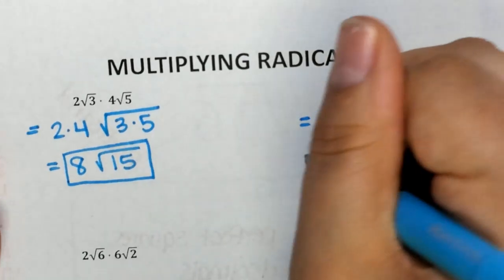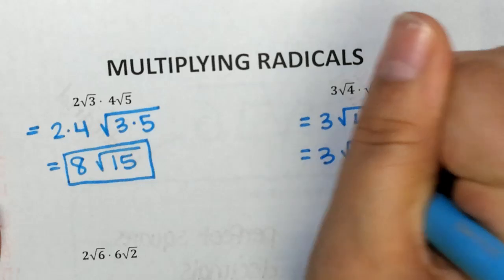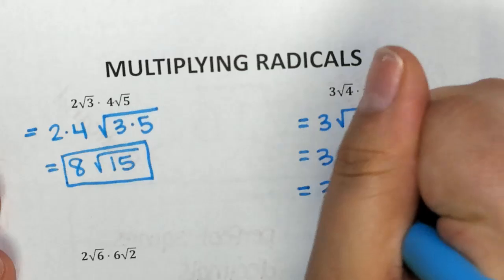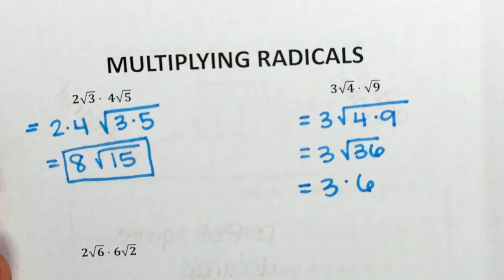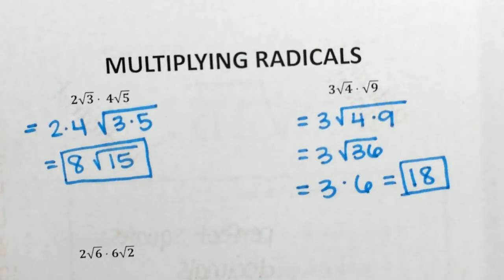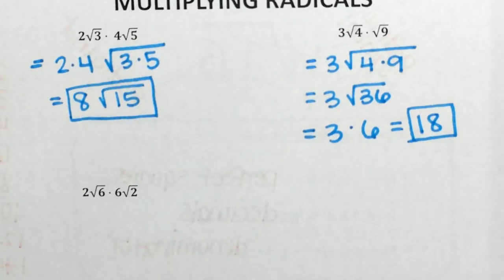What is 4 times 9? Can I simplify this? Hey, what's the square root of 36? This just becomes 6, which is 18. So if it is a perfect square, you just write that number. The square root of 36 is 6. You need to have your perfect squares and your square roots memorized. Okay, I want you to try this last one on your own. Go.